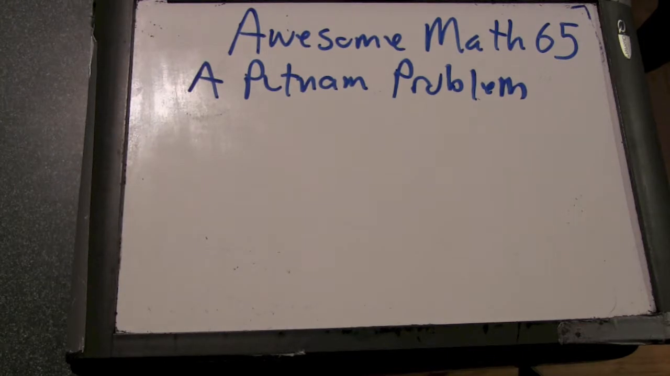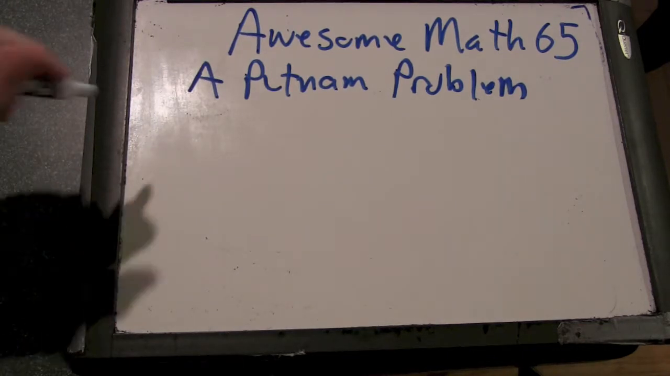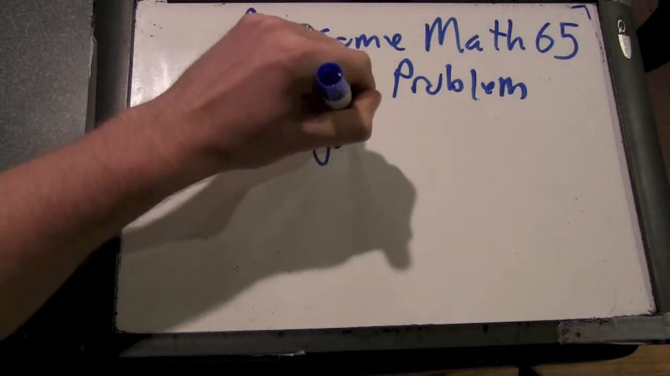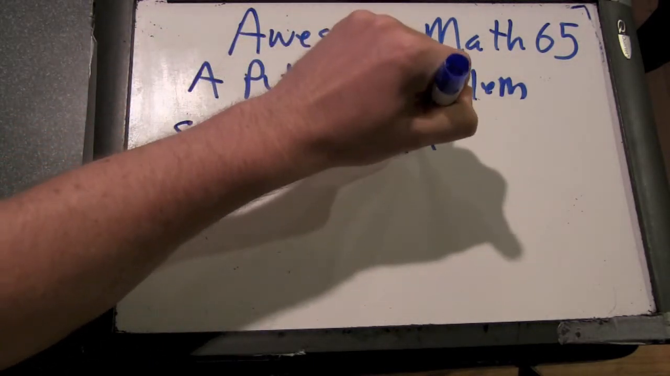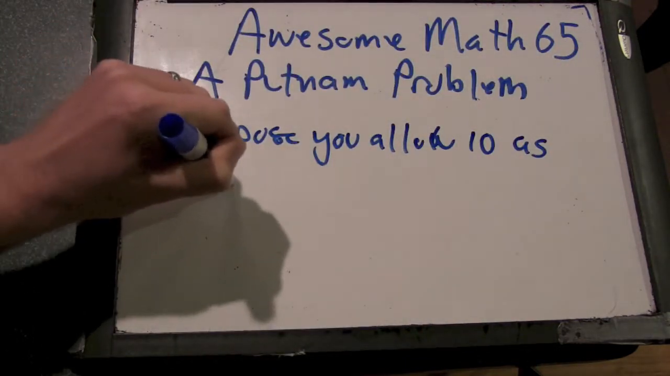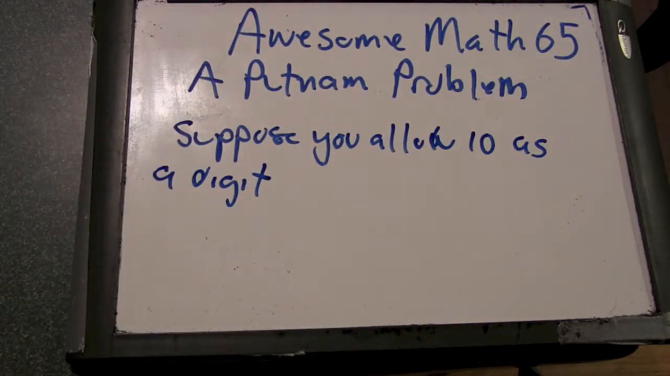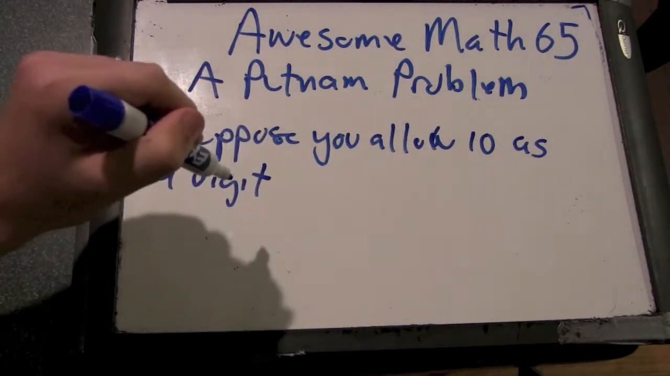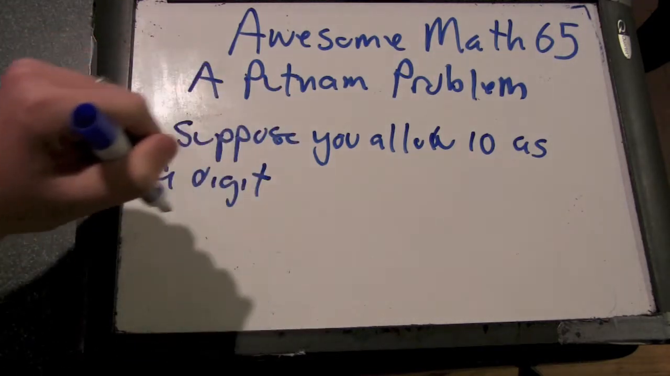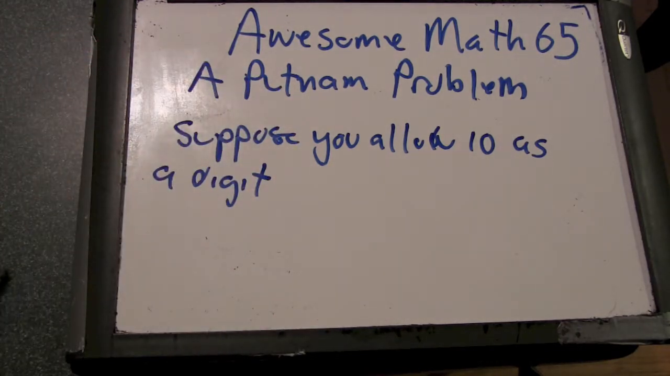So here's what they asked on the Putnam today. Suppose you did allow 10 as a digit, but not any numbers above it. We're still in base 10, so we're not going to base 11. You allow 10 as a digit. Some numbers you can write 2 ways now. What's an example of a number you could write 2 ways now?